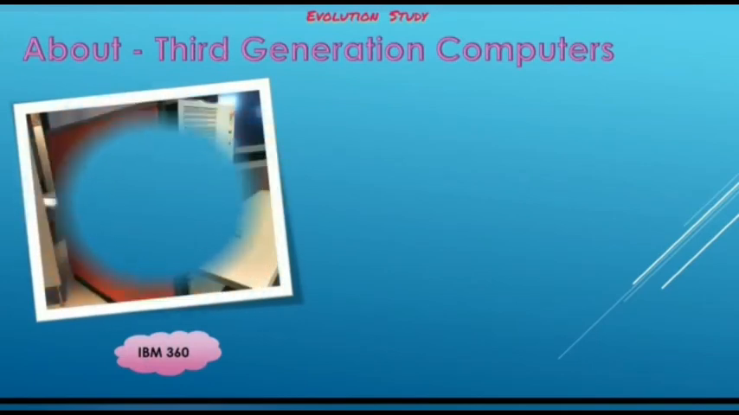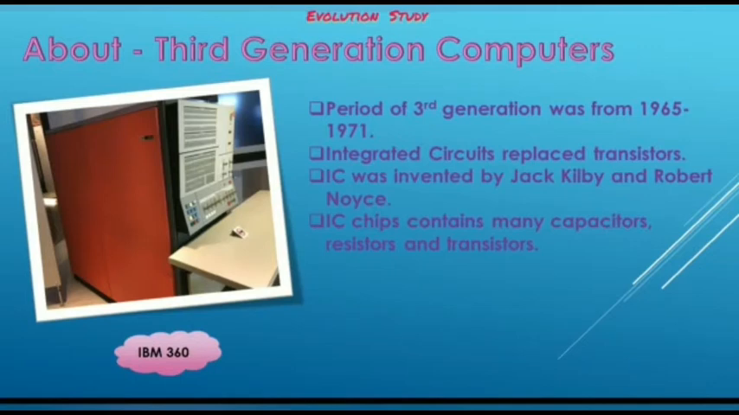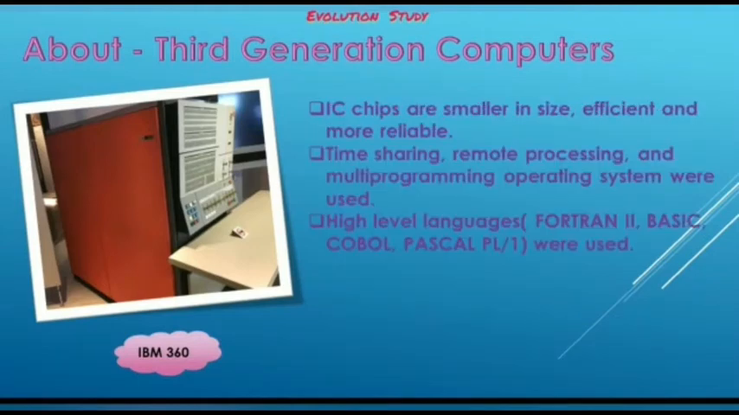Let's talk about the third generation computers. The period of third generation was from 1965 to 1971. The integrated circuits replaced the transistors. The IC was invented by Jack Kilby and Robert Noyce. The IC chips contain many capacitors, resistors and transistors. IC chips are smaller in size, efficient and more reliable.